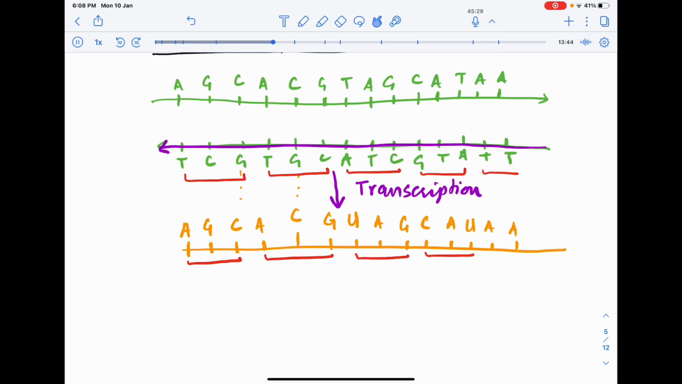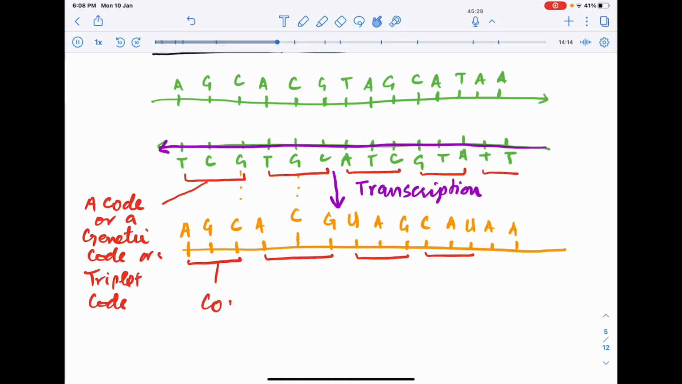On a DNA template strand, it is known as a code, or a genetic code, or a triplet code. Whereas on an mRNA, it is complementary to the DNA template strand and it is known as a codon.